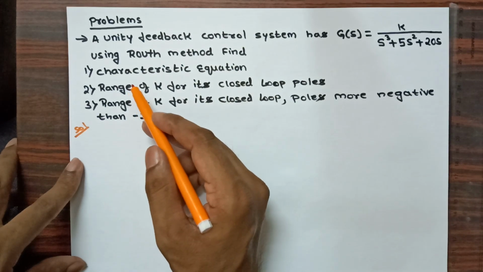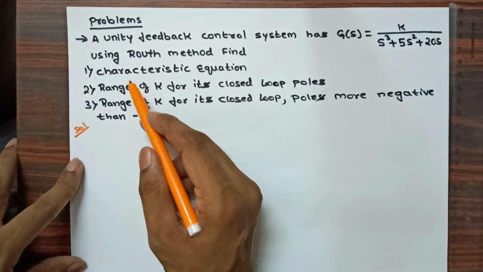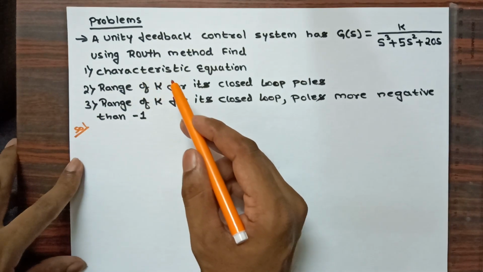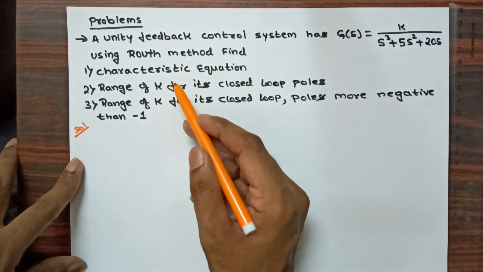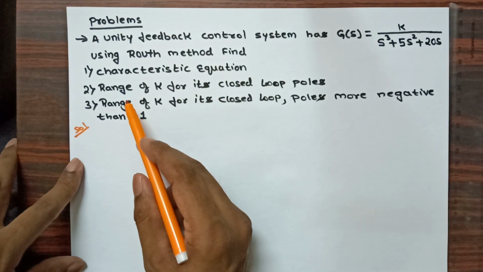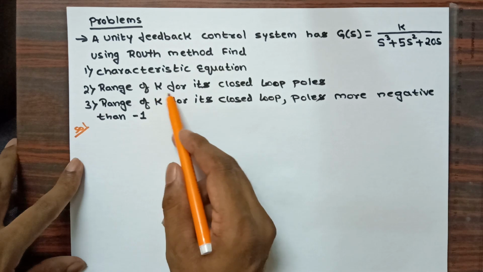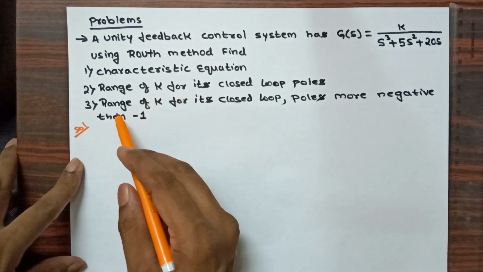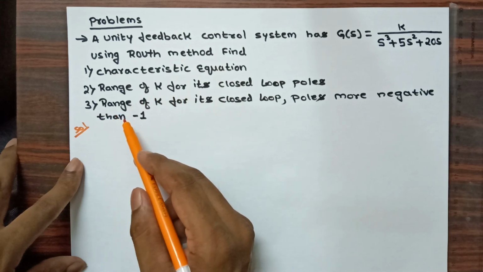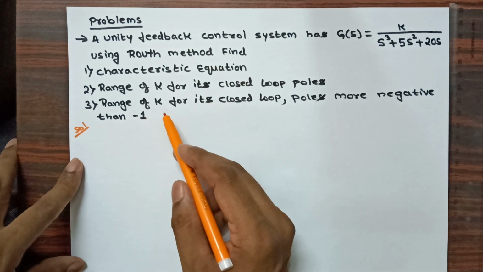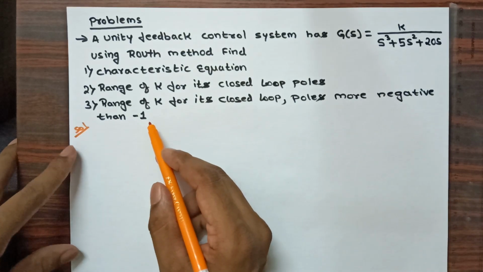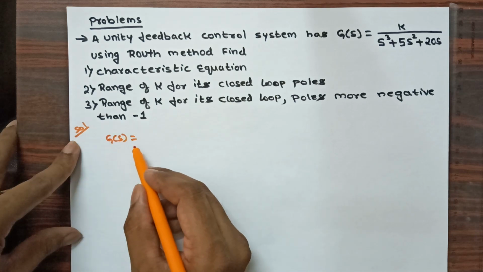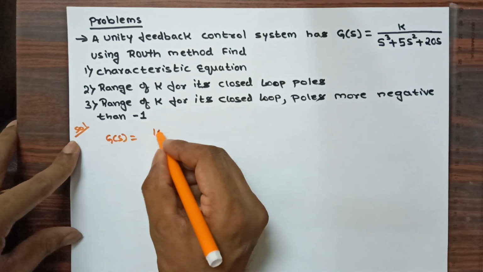In this, first we are going to find the closed loop poles, that is the characteristic equation 1 + G(s)H(s) = 0, and then from this characteristic equation we are going to find the range of K. Then in the third question we are going to find the range of K for poles more negative than -1.